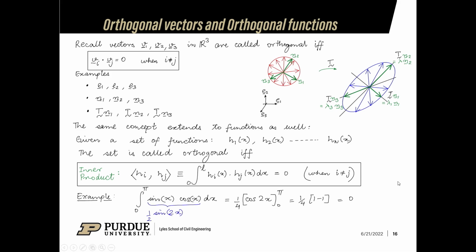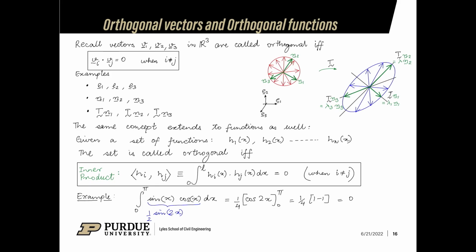So here's a quick example. Let's say my two functions are sine of x and cosine of x, and the domain that I'm looking at is between 0 and pi. So L is simply equal to pi. In this case, I can compute this inner product, and I find that the inner product is 0. That tells me that sine and cosine functions are orthogonal functions in the interval 0 to pi. They may not be orthogonal in a different interval, but in this interval 0 to pi, they are certainly orthogonal functions.